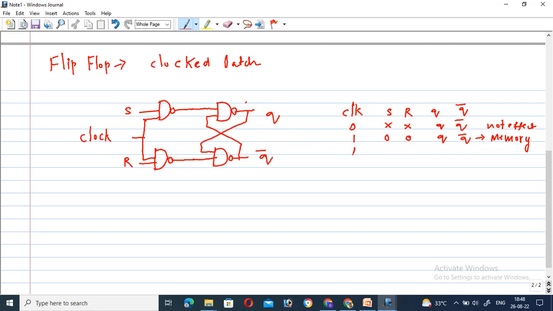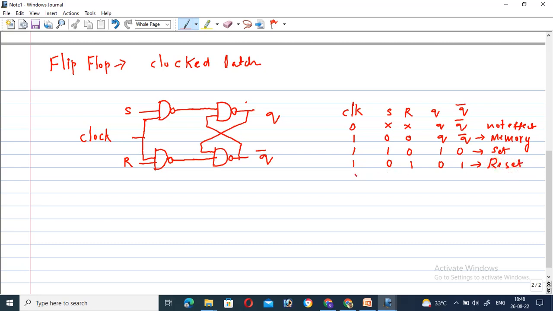So when the clock is high, if you are producing S is equal to 1, R is equal to 0, at that time Q is equal to 1, Q bar is equal to 0. So here the output is equal to 1, so that's why it is called a set condition. When clock is high, S is equal to 0, R is equal to 1, at that time Q is equal to 0, Q bar is 1, so the output is equal to 0, that's why it is called a reset condition. Okay, set and reset.